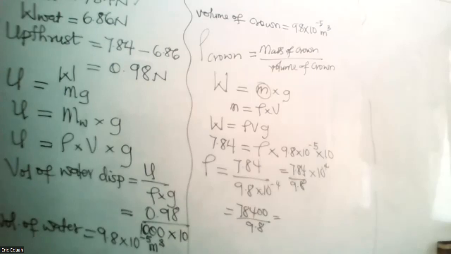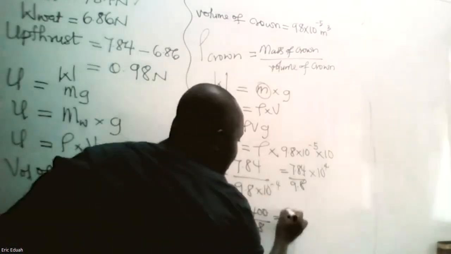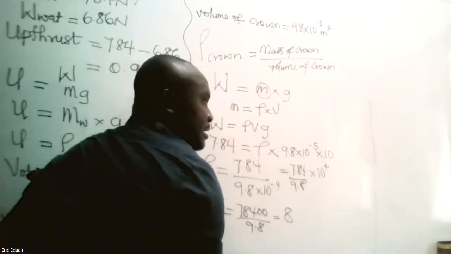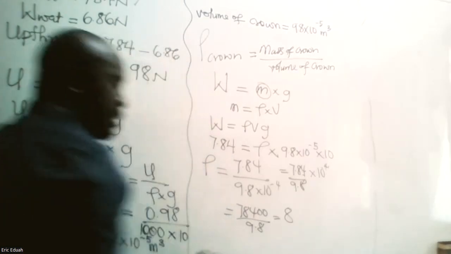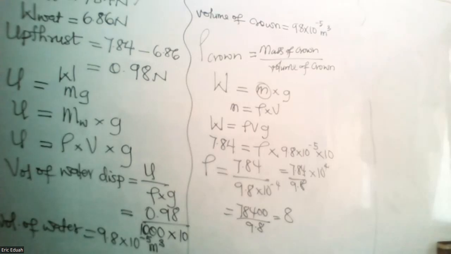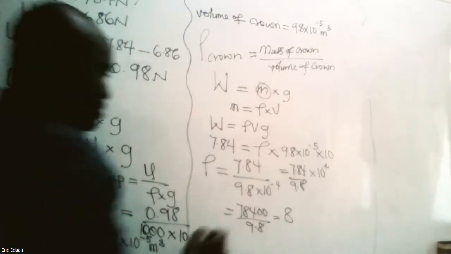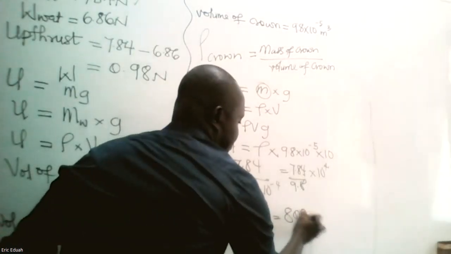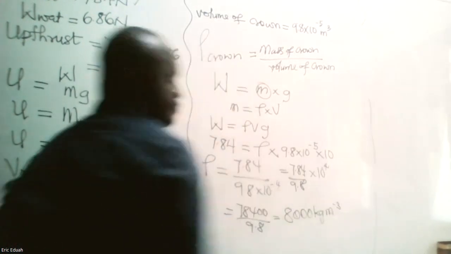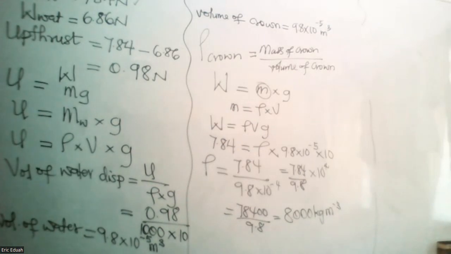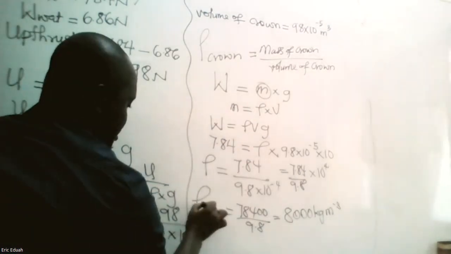The answer is 8,000 kilogram per meter cube. Exactly, 8,000. Yes. So this is the density of the crown.